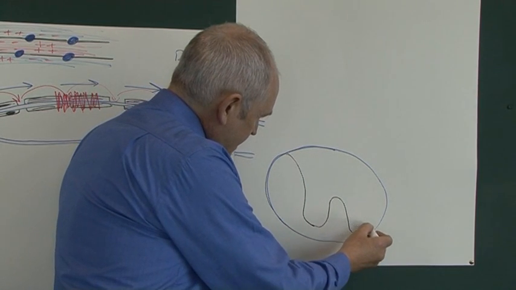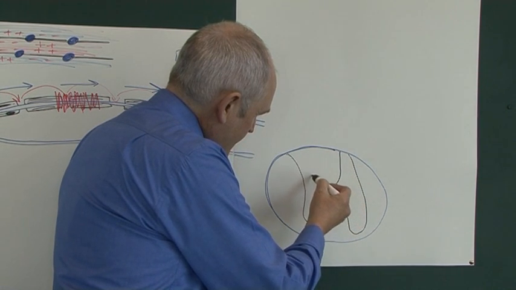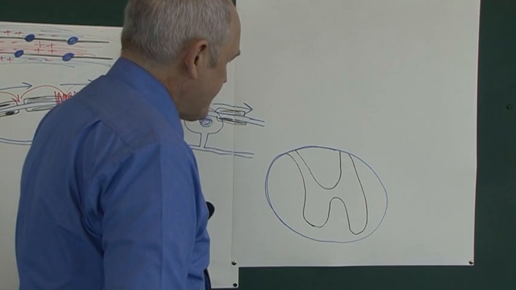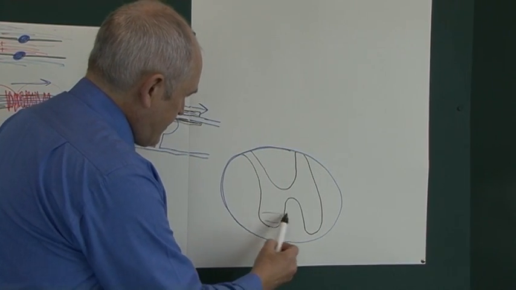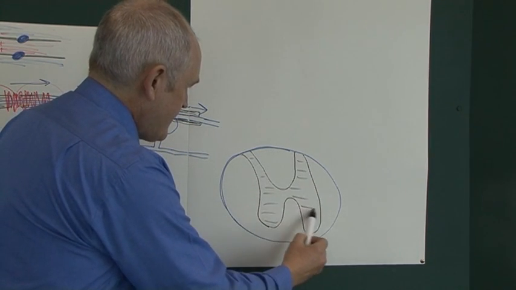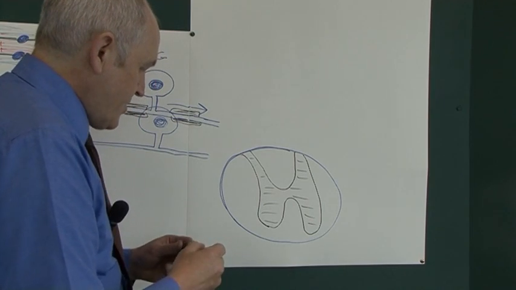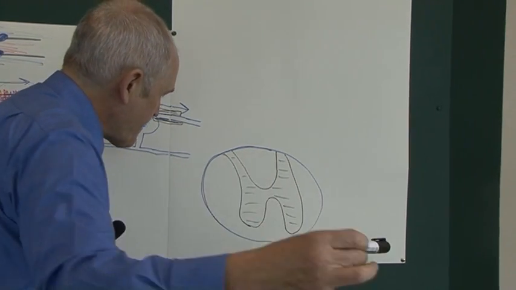So we've got this H-shaped bit in the spinal cord here. What we have here is grey matter. I'll just shade it lightly grey so we know. That's the grey matter, H-shaped. And of course this runs up and down, in and out of the plane of the picture.